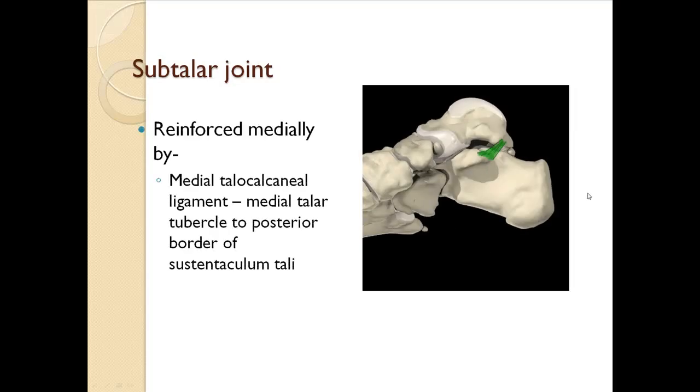On the medial aspect, we can see the subtalar joint here. There's the talus sitting on top, and there's the subtalar joint in here between the top of the calcaneus and the inferior aspect of the talus. On the medial aspect, it's reinforced by this structure here, which goes from the medial tubercle on the talus across to the posterior part of the sustentaculum tali. That's called the medial talocalcaneal ligament. The function of this is to prevent excessive abduction of the subtalar joint.